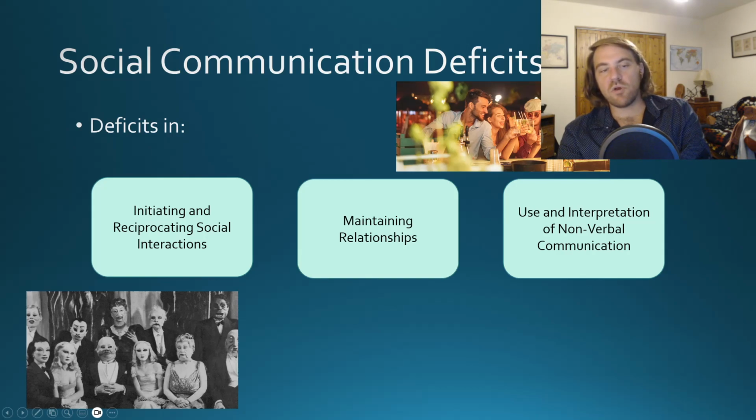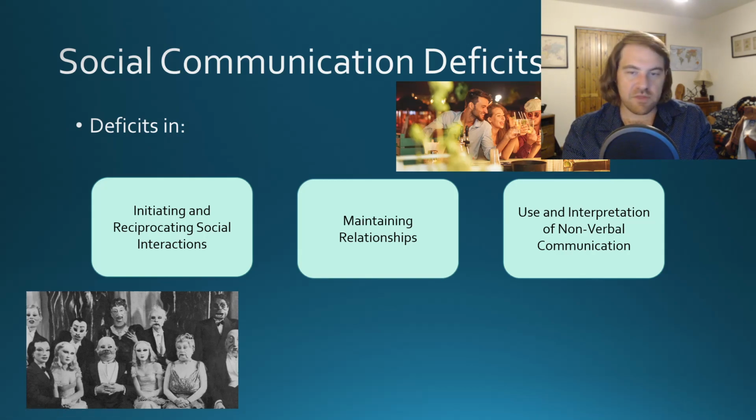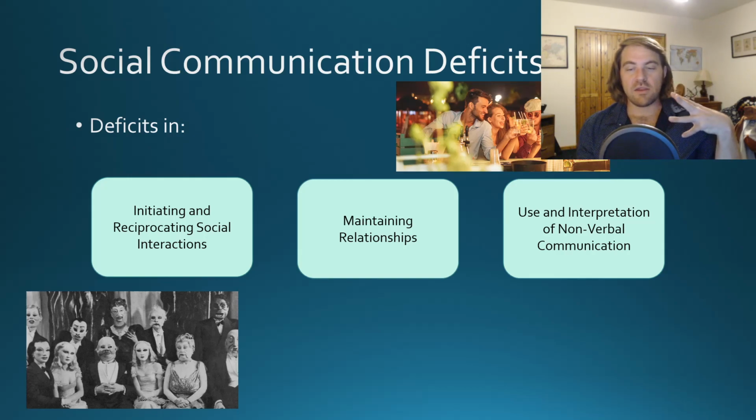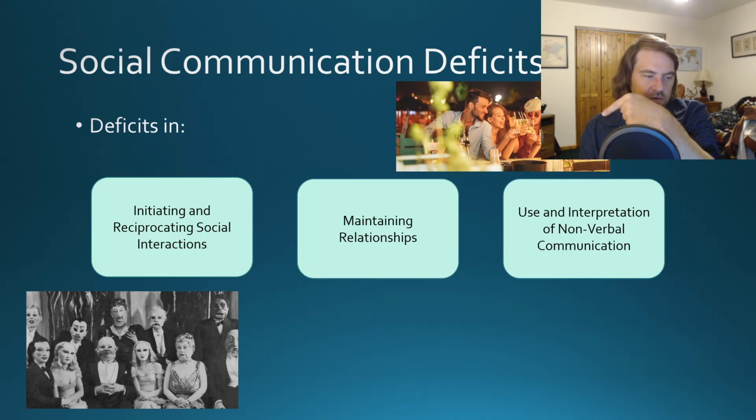We can also look at social communication deficits with ASD. Some of these deficits are initiating and reciprocating social interactions, maintaining relationships, and use and interpretation of nonverbal communication. Remember, this all goes back to pragmatics, just like we talked about. This picture over here at the bottom, super creepy. Just wanted to throw that in to freak you out.